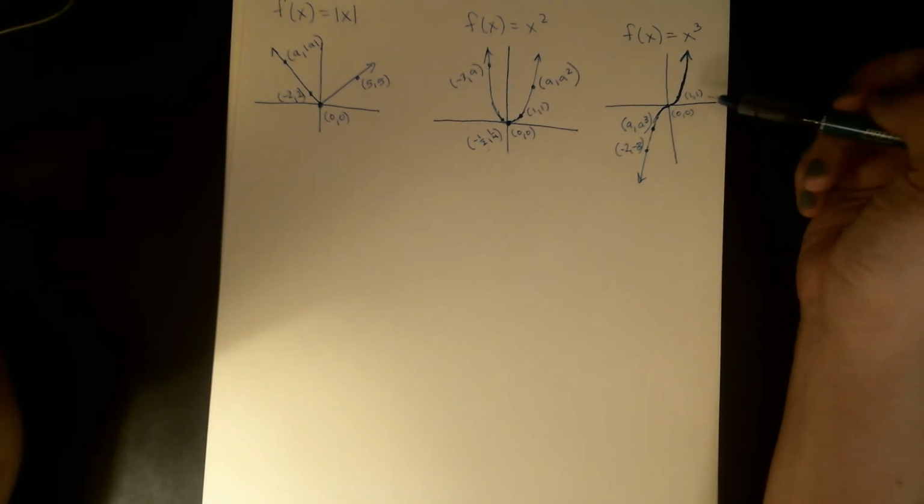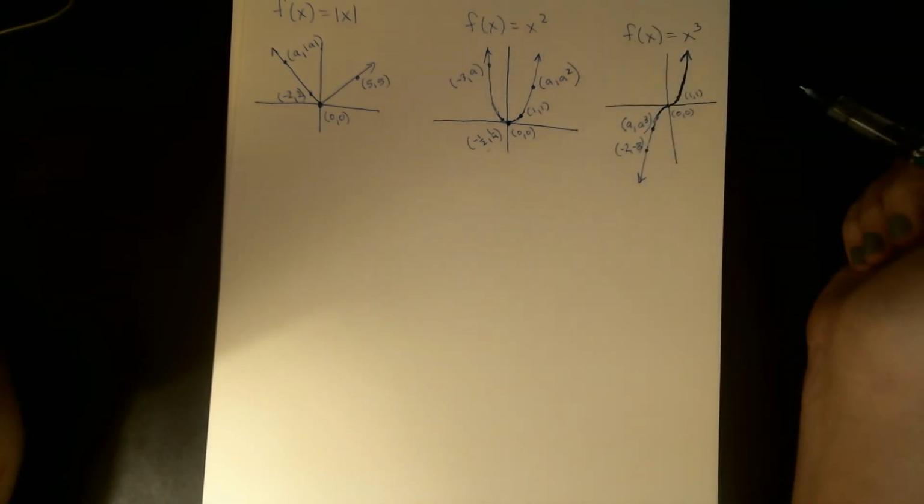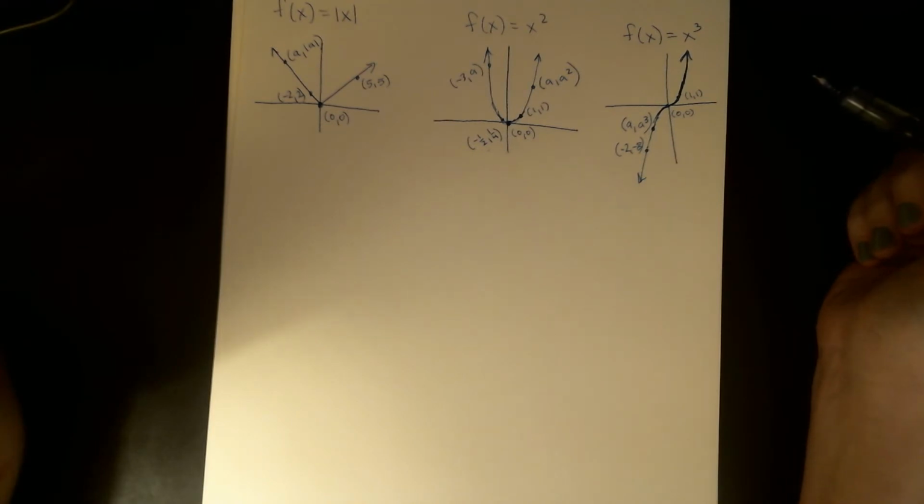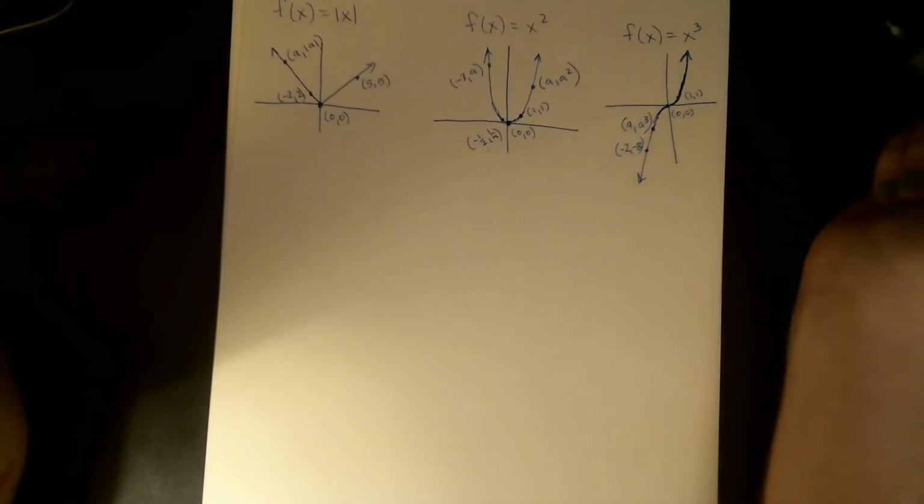This one has odd symmetry. This is the first one we've seen with the odd symmetry, so that's sort of nice. Again, if you rotate 180 degrees, it looks exactly the same. If you flip it over both axes, it looks exactly the same. So this is an odd function.